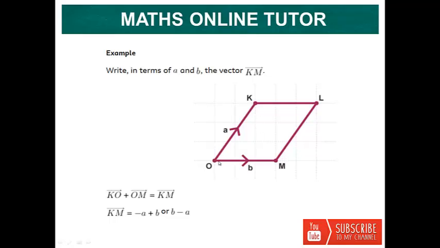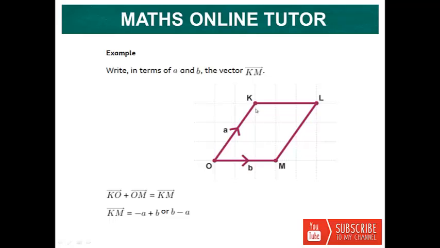So the KO vector is minus A. KO vector is the opposite of OK vector, so it will be minus A. The OM vector is B, therefore MO vector is minus B. I have to find the KM vector. KM vector has a starting point of K and end point of M. So KM movement is from here to here.